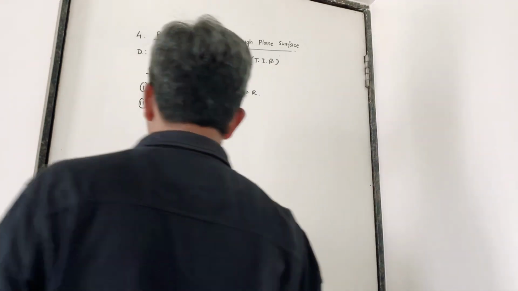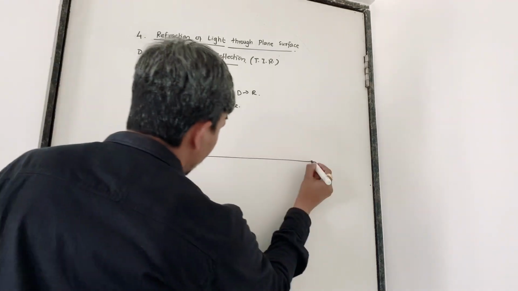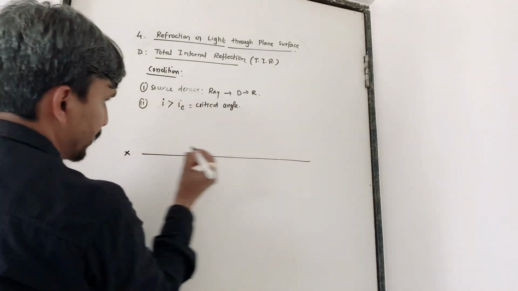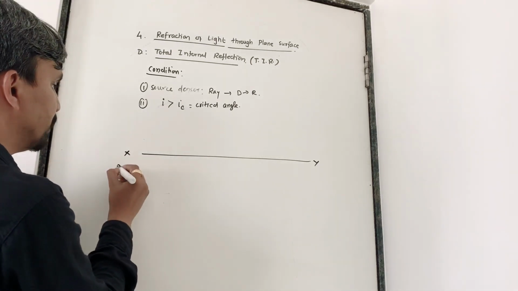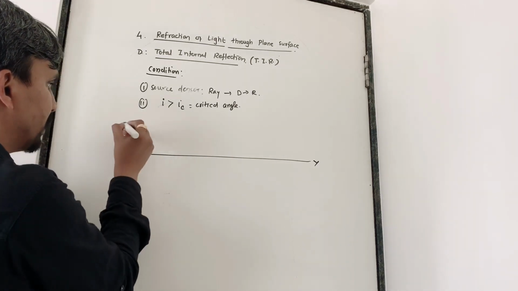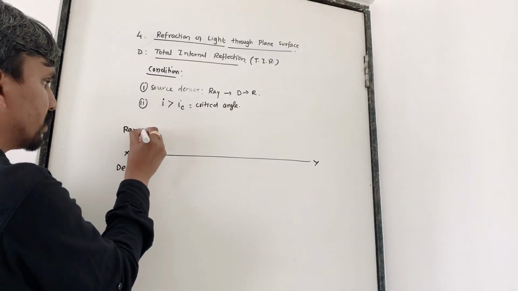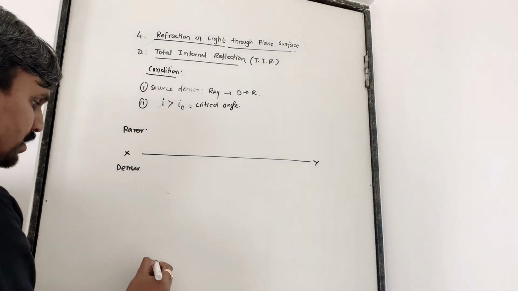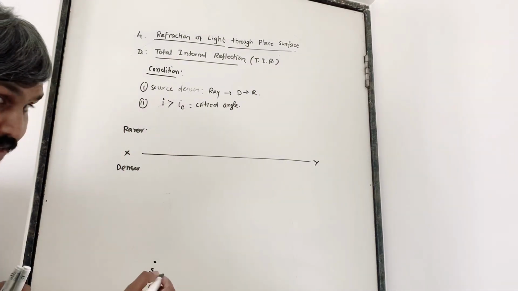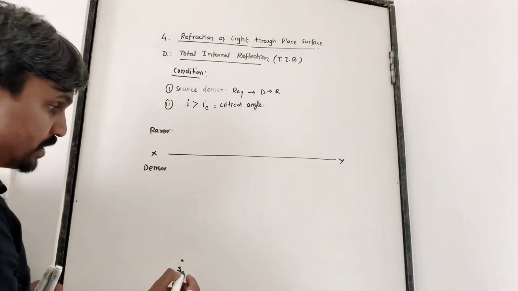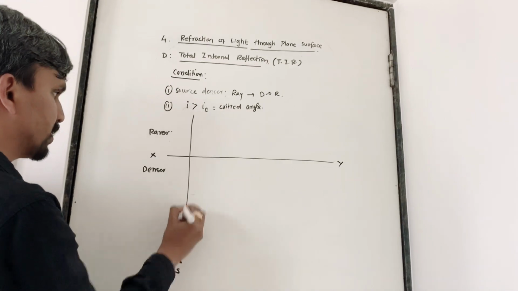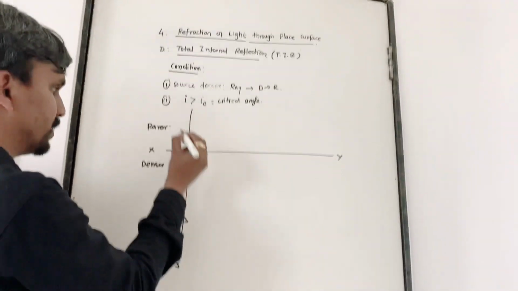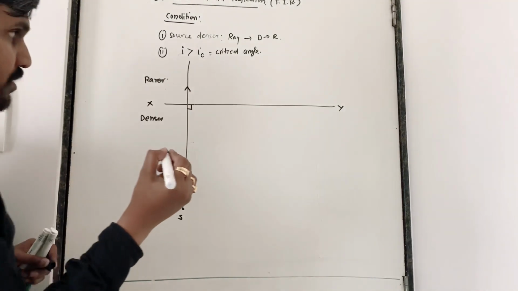Now here, check. This is our boundary. XY is a boundary separating two media. The lower medium is the denser medium and the upper medium is the rarer medium. Here is a source of light. The ray of light is going from denser to rarer. That is the first condition. This is normal incidence, where light travels straight without any deviation.